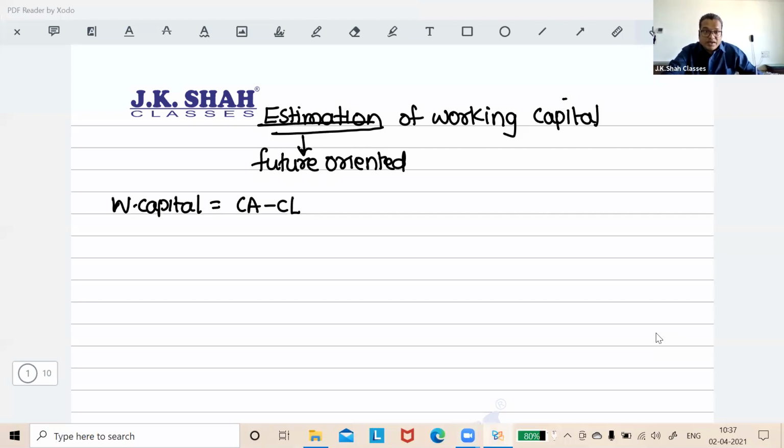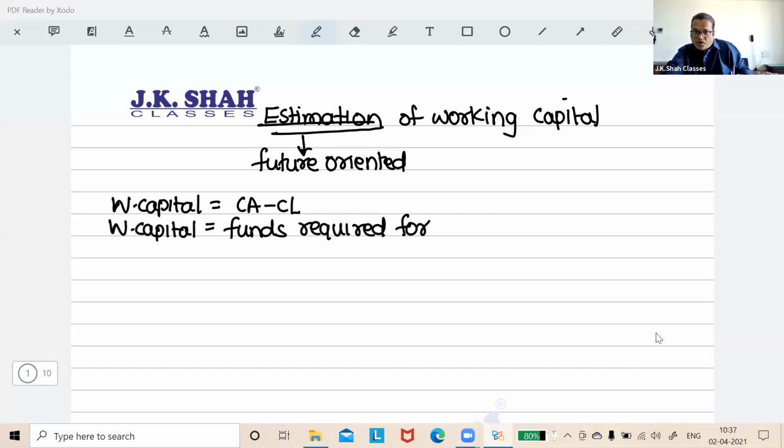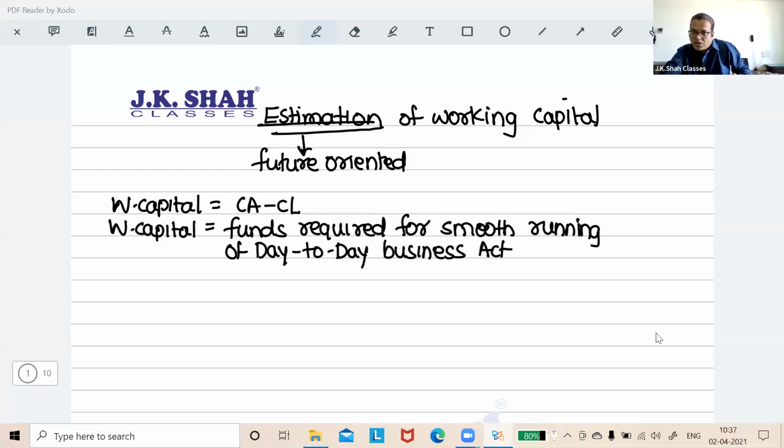Okay. Also, what we can say, working capital is equal to what? Funds required for smooth running of day to day business activity in future. Obviously, now we'll talk about what to do now in future. Past, you're not going to estimate for past. You're going to estimate for what? Future. Okay. So then what exactly do we mean to say?